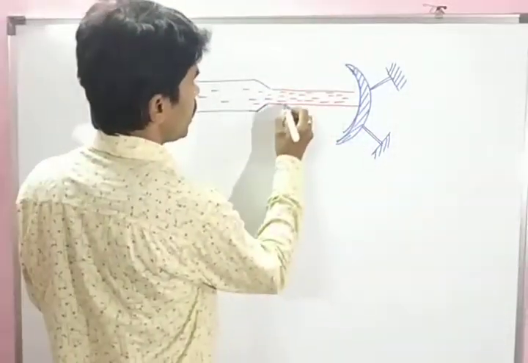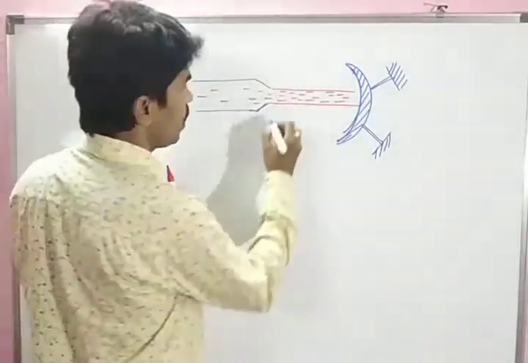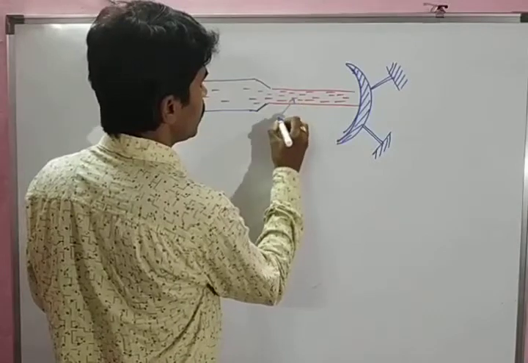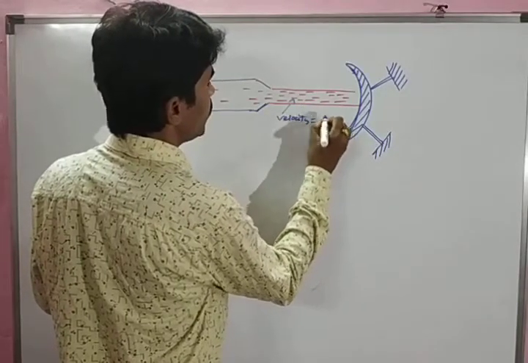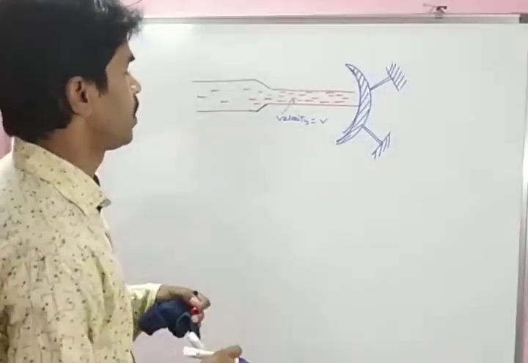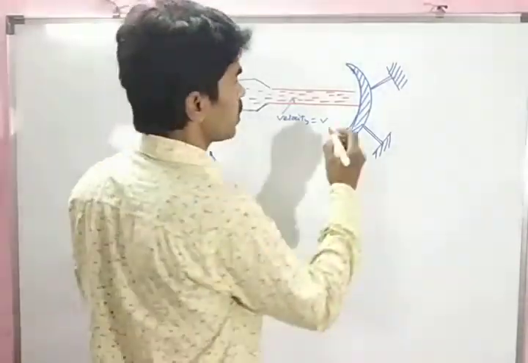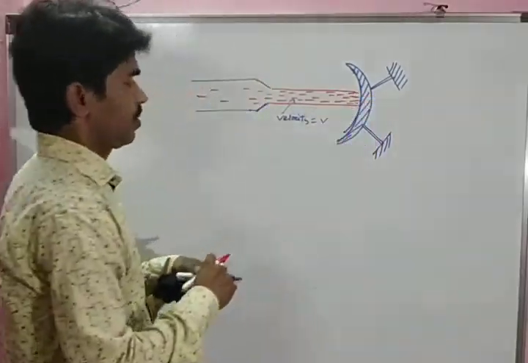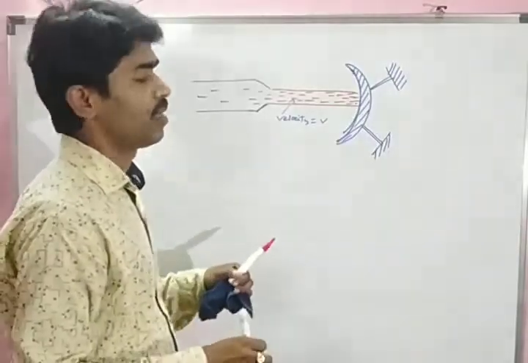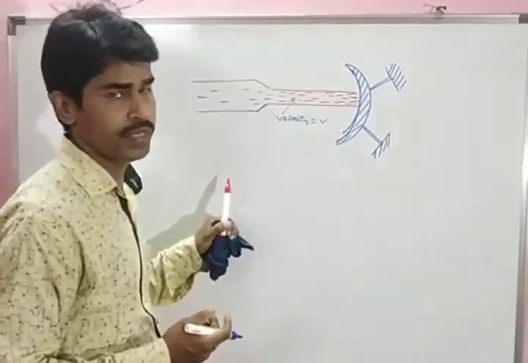When the water passes through the nozzle and comes out from the nozzle, let the velocity of the jet be equal to v. At the same velocity, the jet will strike the plate here. So the velocity at which the jet strikes the plate is also v.